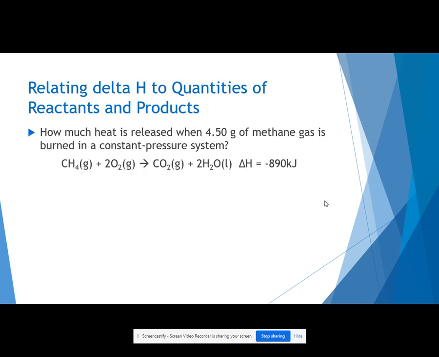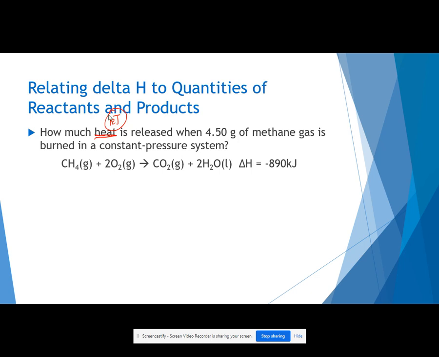So here's an example. It says how much heat is released when 4.5 grams of methane gas is burned in a constant pressure system. This is where we're going to bring in stoichiometry. And this is what your homework is going to look a lot like. If you ever have this, it wants how much heat. So that means we want to get to kilojoules, if that makes sense.